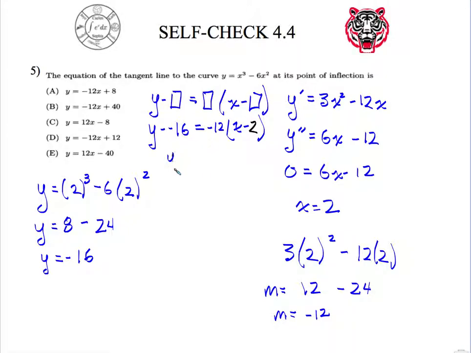And then we have y plus 16 is equal to negative 12x plus 24. And therefore, y is equal to negative 12x plus 8. There it is. Cool. And that ends self-check 4.4.